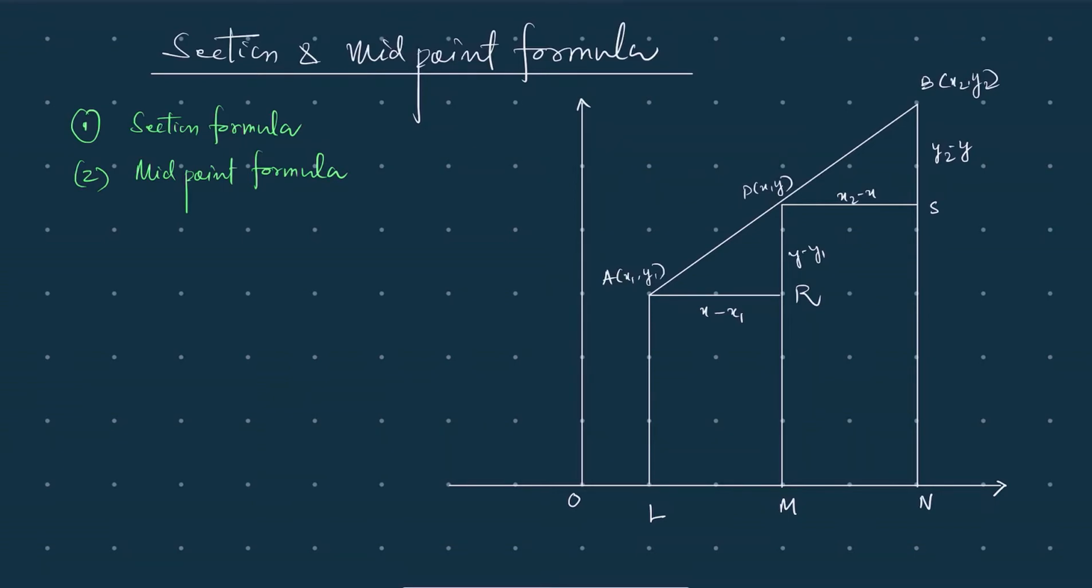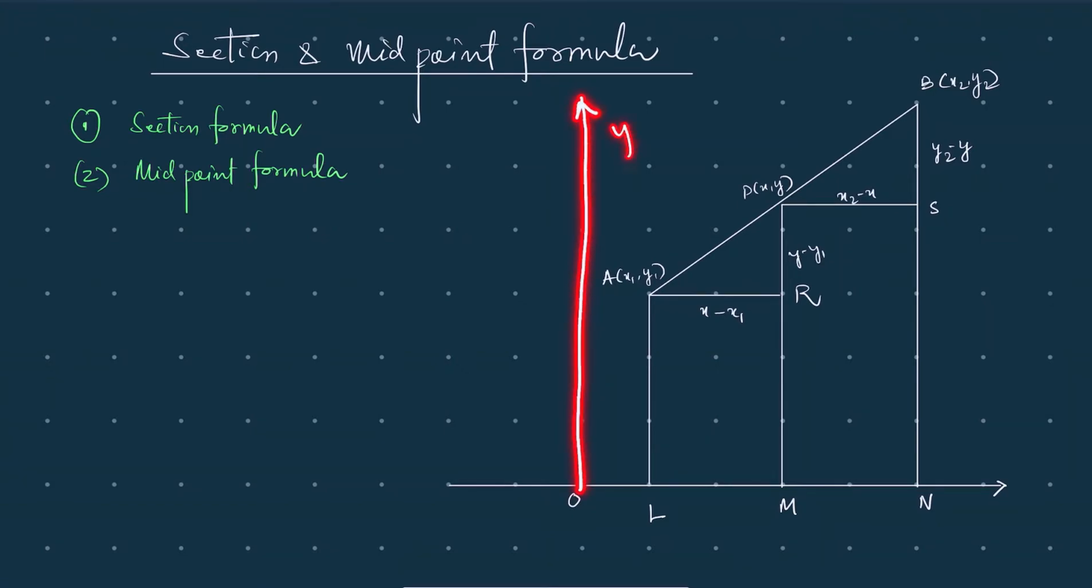Okay, now I will study the section and the midpoint formula. What is this? This is a Cartesian plane. It is called a Cartesian plane because this is the x-axis, along the right-hand side, and this is the y-axis.